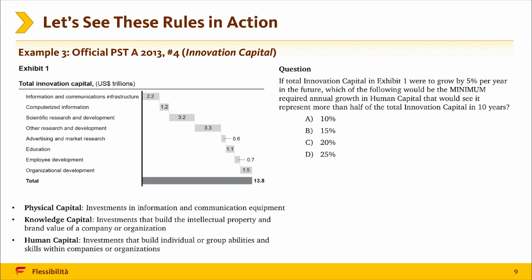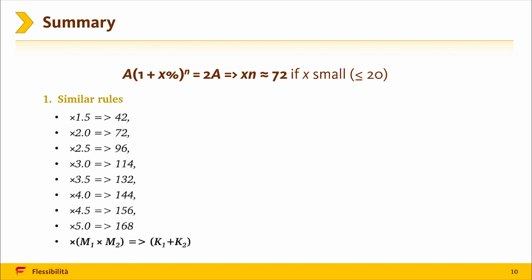Let us synthesize what we have learned today. The rule of 72 says, if some quantity grows by x% for n periods and doubles, then xn approximately equals 72, provided that x is not greater than 20. There are all kinds of similar rules. Rule of 42, 96, 114, 132, and so on. The way you derive them is by summing the anchor numbers and by taking a product of the multipliers.